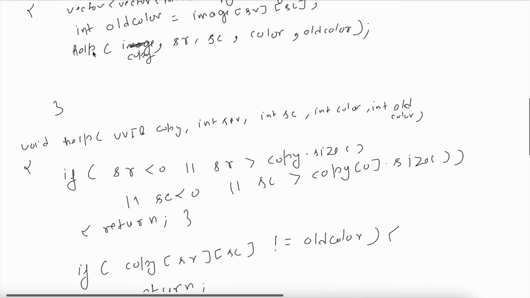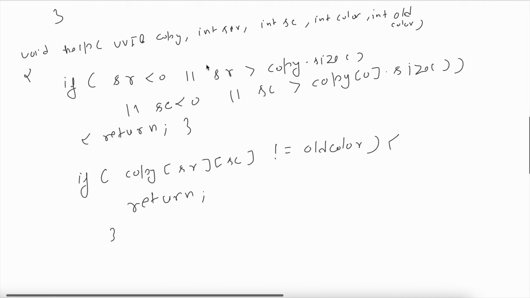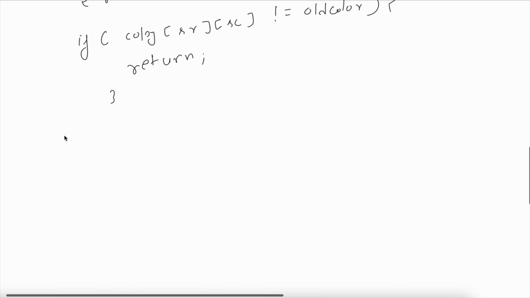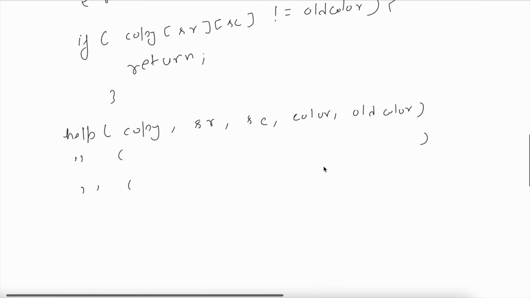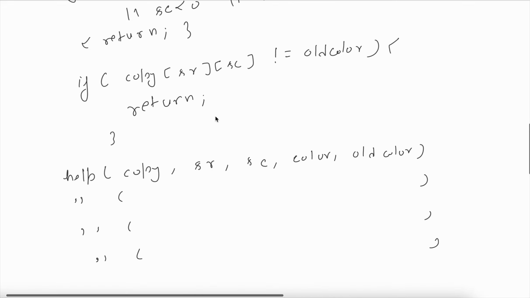So you call the recursion like this: you copy this four times and update the rows and columns accordingly. Now I will do that. Help, copy, sr, sc, color, old color. Everything will be the same; what will change is sr and sc.